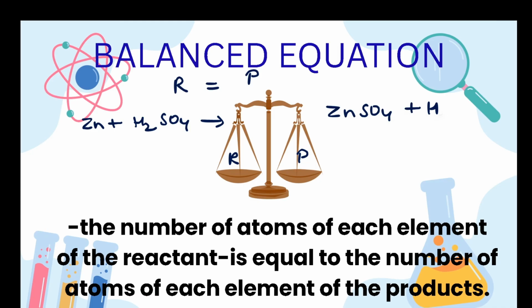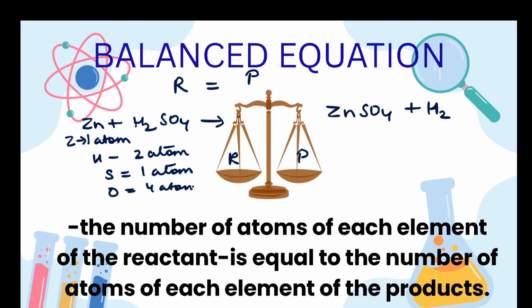Now let's count the number of atoms present in the reactant side and the number of atoms present in the product side. If we see zinc, how many atoms are there? 1 atom of zinc is there. Hydrogen, how many atoms? 2 atoms of hydrogen. Zinc, we have 1 atom, hydrogen 2 atoms. Sulfur, again 1 atom, and oxygen, there are 4 atoms in the reactant side.